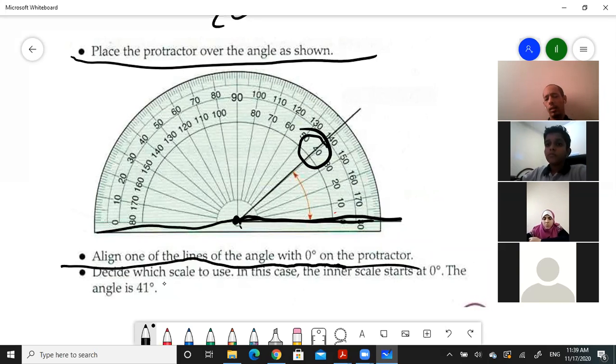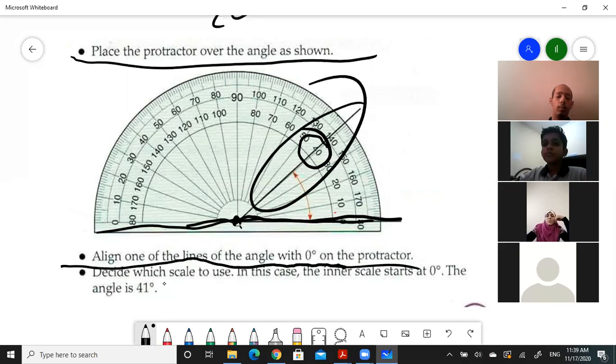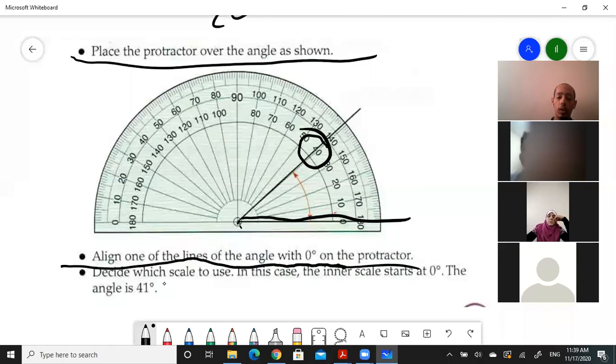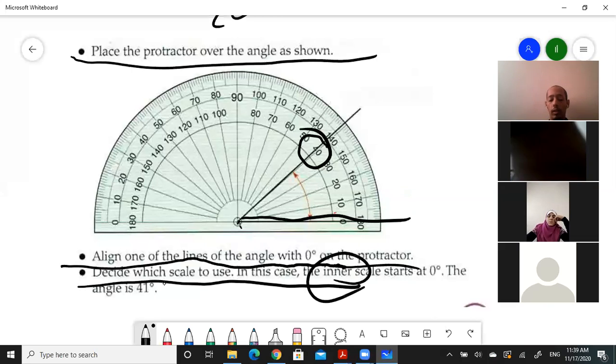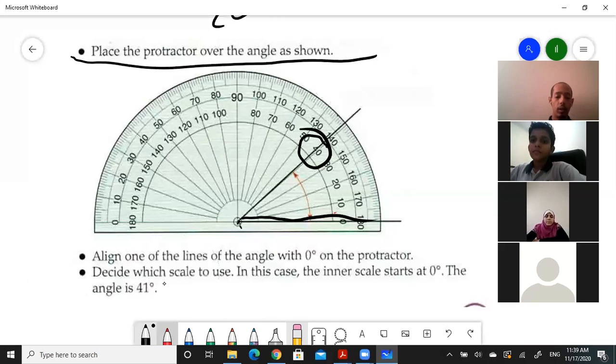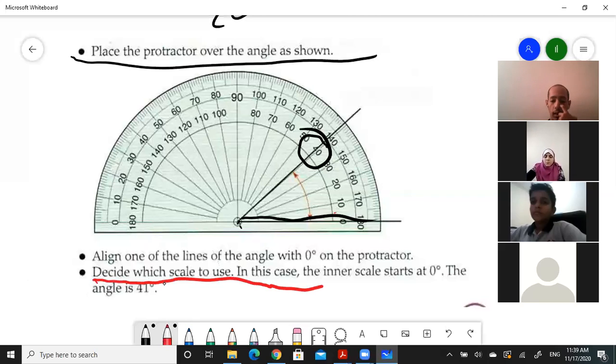But in this case, I think you can use the other line, and you can place it to this line. Okay, you can align it with the left hand side of the center of the protractor. And then, because we have aligned one of the lines to the right hand side of the protractor, this means we are going to use the inner scale, right? So you have to decide which scale to use. In this case, the inner scale starts at 0, so the angle is 41.